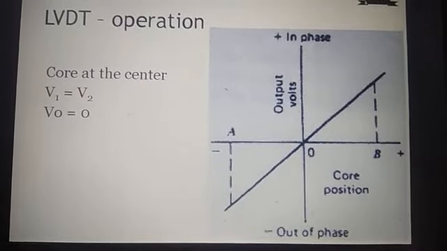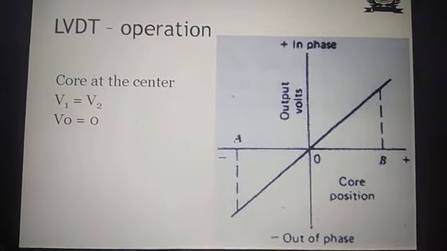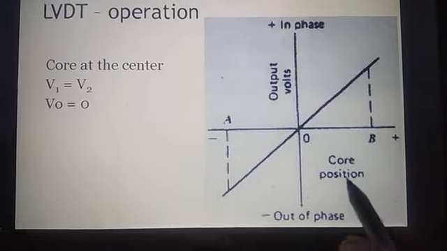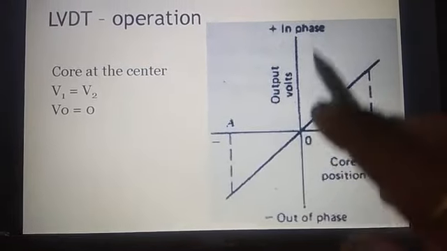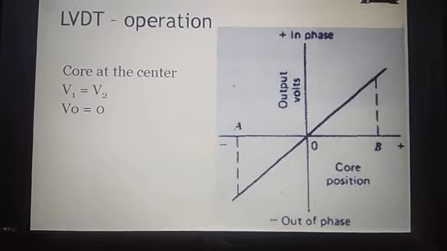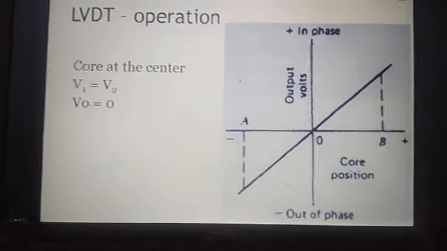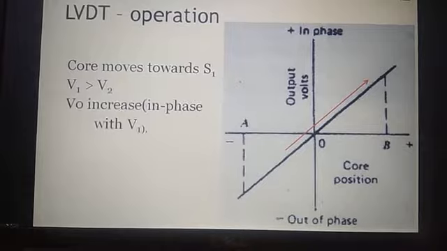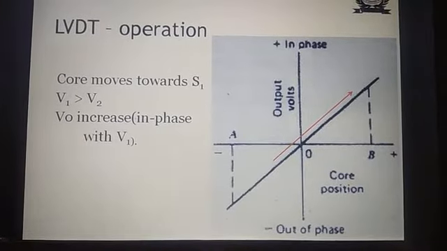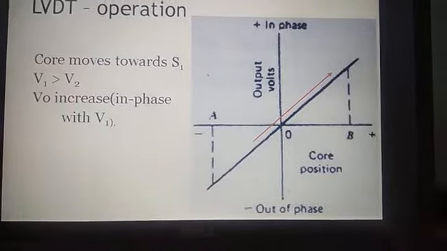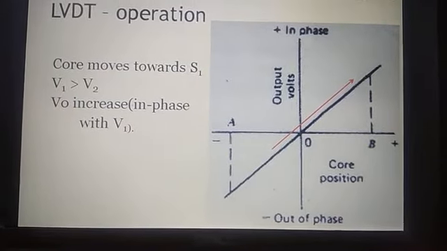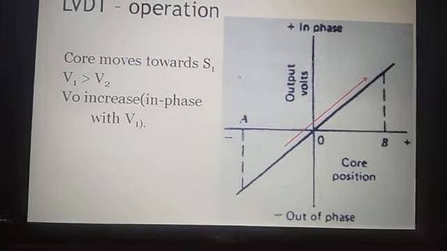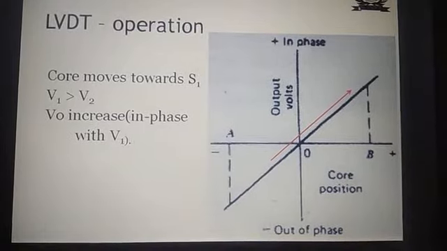When the core is at the center, V1 is equal to V2, that is, output is equal to 0. When this core is at the center, you will get the output as 0, because both the terminal voltages of the secondary will be equal. Therefore, differential voltage will be equal to 0. Core moves towards S1. V1 is greater than V2. That is, core moves towards right. That is S1, when V1 is greater than V2.